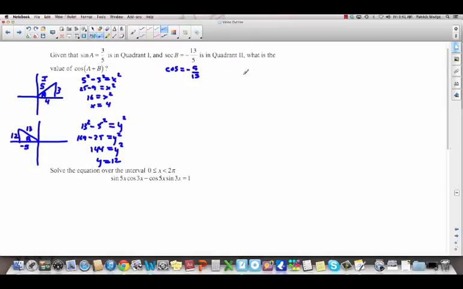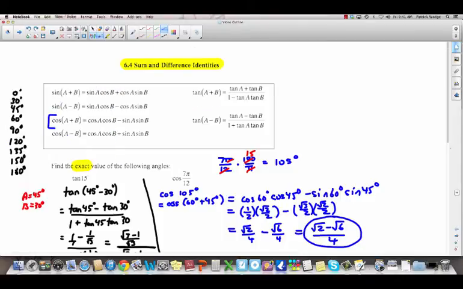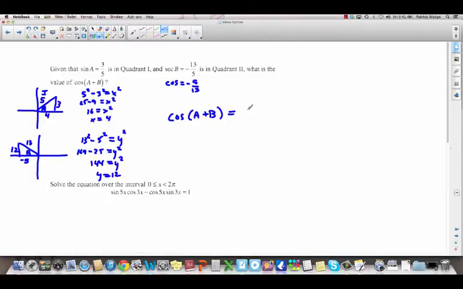Okay, what's the value of cosine A plus B? Well, we must be going to use the identities somehow, so let's go back and look. Cosine A plus B, it's the one we just used. We're actually going to use this again, so we should write that down. Cos A cos B, minus sine A sine B. That's what the identity tells us.